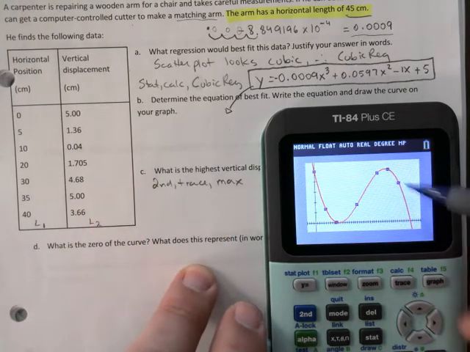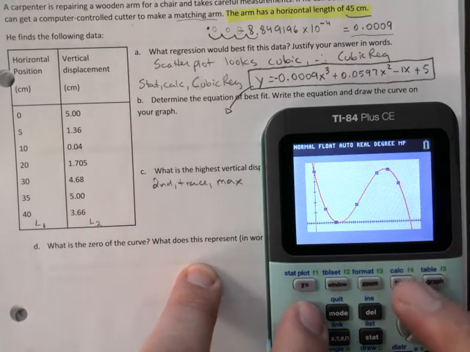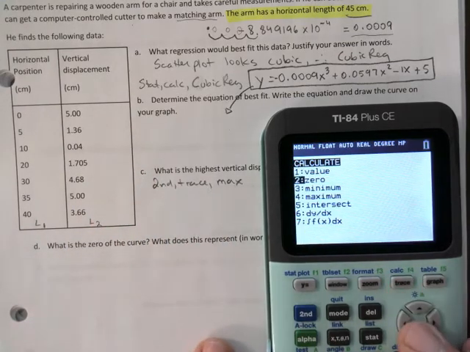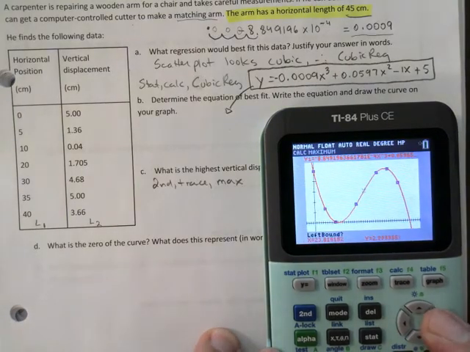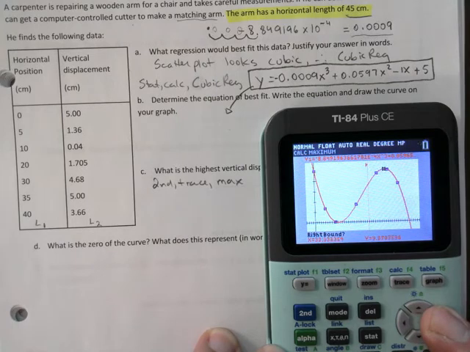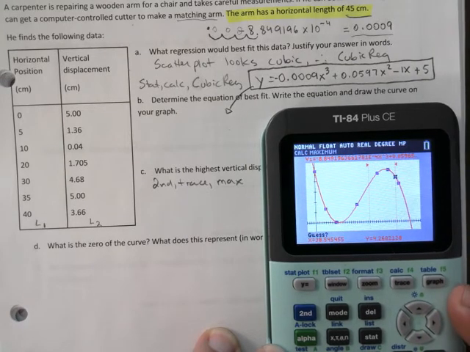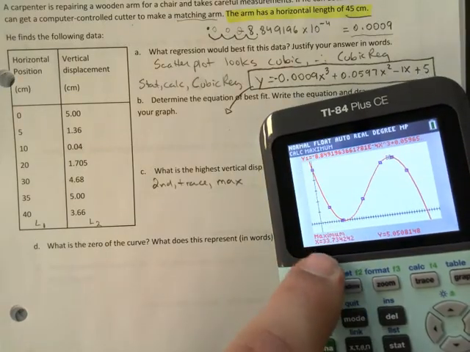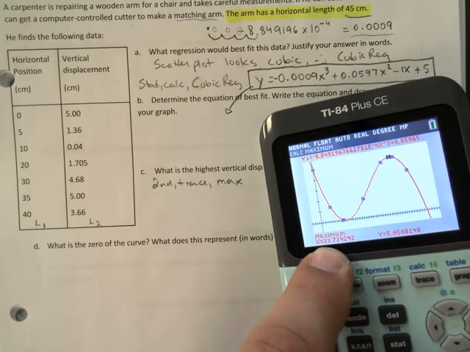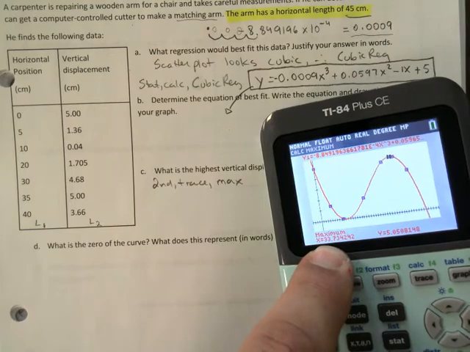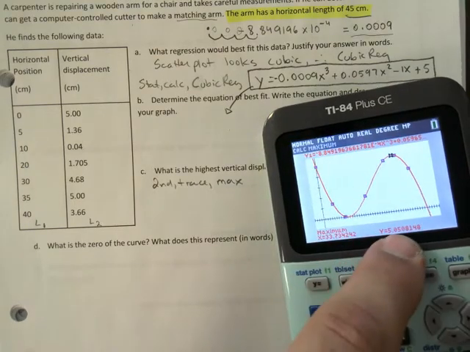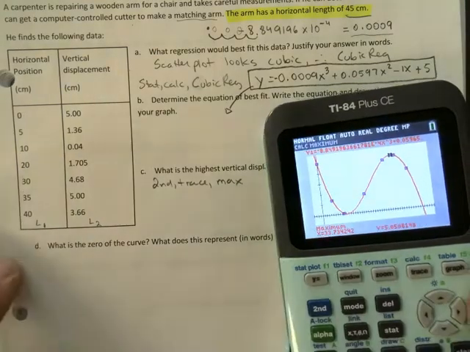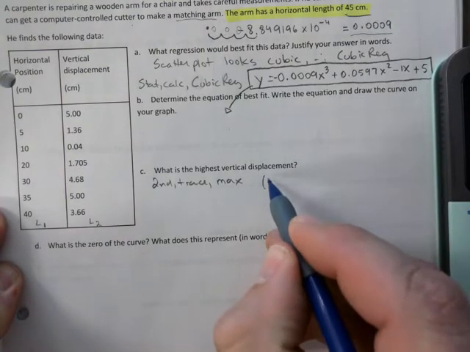So let's go ahead and find the max. It's up here. Second trace max. And I'm to the left of it, so enter. Go to the right of it, you hit enter again. Enter one more time. And it's at a, and you know it's still within the domain. You're not past 45. That's something to look out for, and it's 5.05. So I'm going to write down both coordinates.